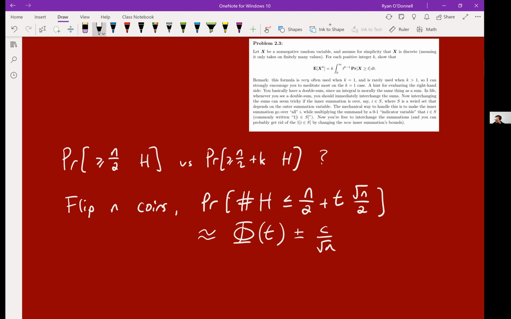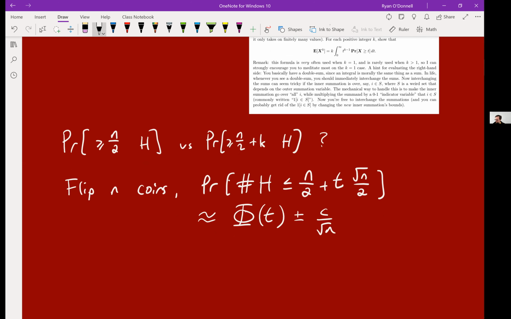This is how I would like to write it too. Theoretically, you should say the difference in absolute value is at most c over root n, but I just like this slightly wrong notation of plus or minus c over root n as well. Yeah, true. Okay, good. So should we apply this somehow?